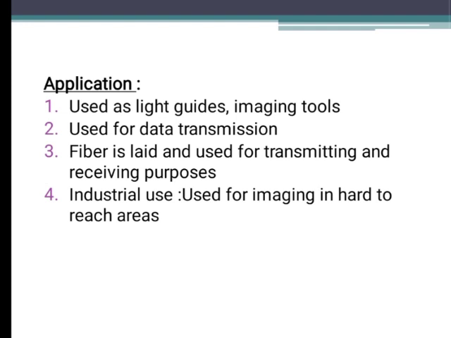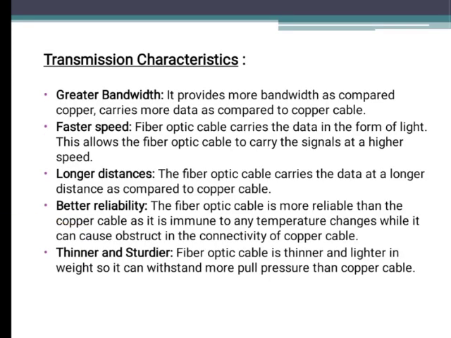Its applications are: it is used in light guides, imaging tools, and for data transmission. Fiber is light and used for transmitting and receiving purposes. Its industrial use: it is used for imaging in hard to reach areas. Transmission characteristics of fiber optic cable.